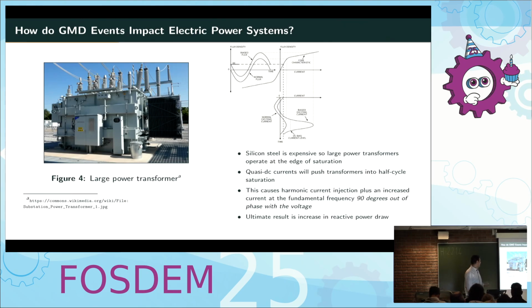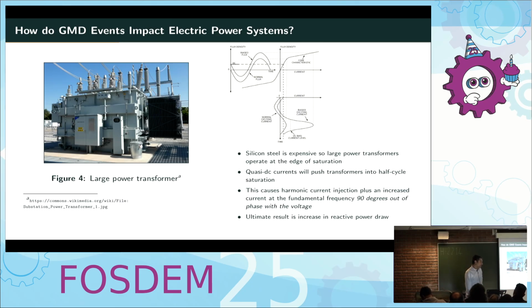So what are those? Over here we have a large power transformer. These are very big, very heavy, and very expensive. And for this reason, we operate them right on the edge of saturation. So that means that even for a not enormous additional current flowing through this transformer, we can put it into half-cycle saturation like we see in the figure here. So what does this mean? Well, this means that our transformer's exciting current has these big spikes in it. And these will introduce harmonics in the power system.